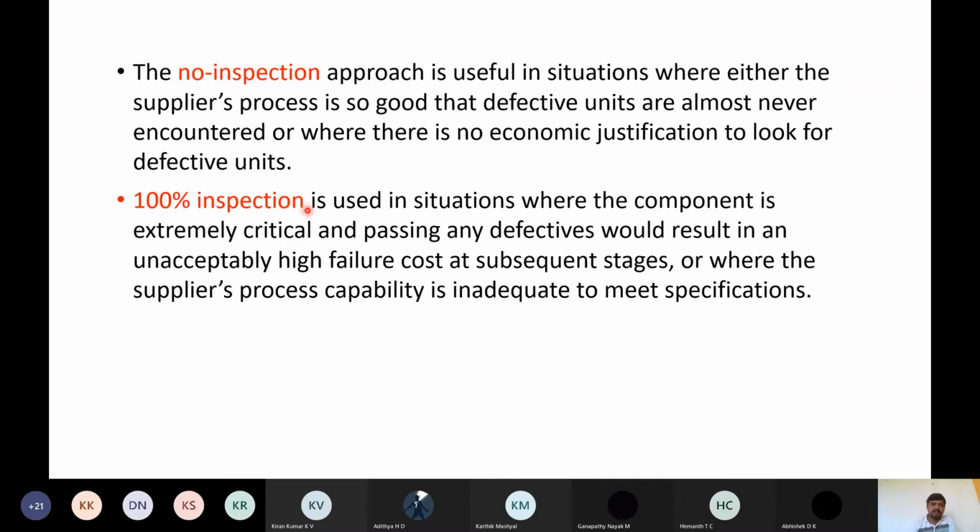Next, 100% inspection is used in situations where the component is extremely critical and passing any defectives would result in an unacceptably high failure cost at subsequent stages, or where the supplier's process capability is inadequate to meet specification. Now consider the example of ventilators used for treatment of corona patients. Suppose the ventilator fails, then it is a huge problem. In that case you need to do 100% inspection.